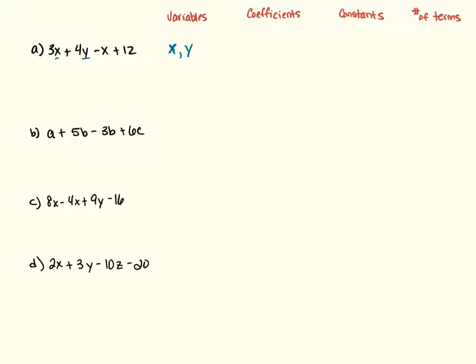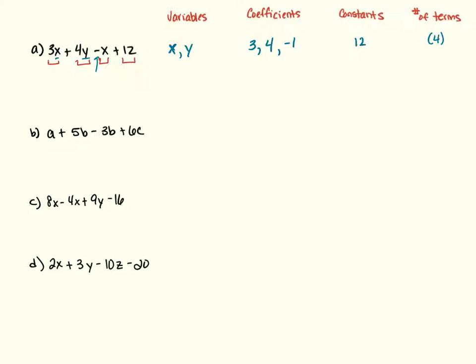Now, coefficients. So look for those numbers in front of the variables. We have a 3 and we have a 4. Now, this is very, very particular. We have a -1 because if there's no number in front of a variable, there's always 1. So this happens to be negative. Constants, we have a +12. So therefore, we have 1, 2, 3, 4 terms. So you just have to put the number 4 there. You don't have to list them out.